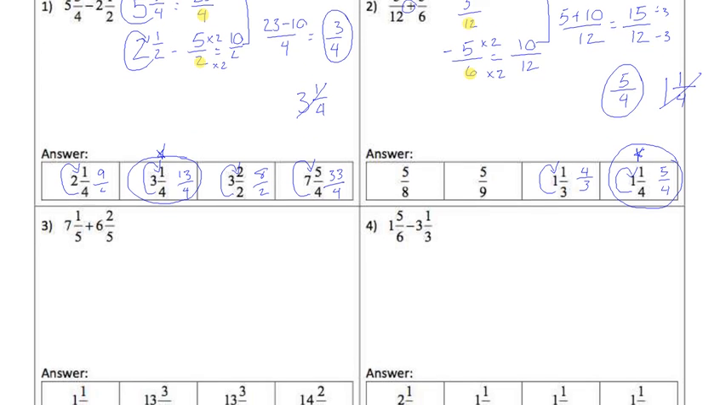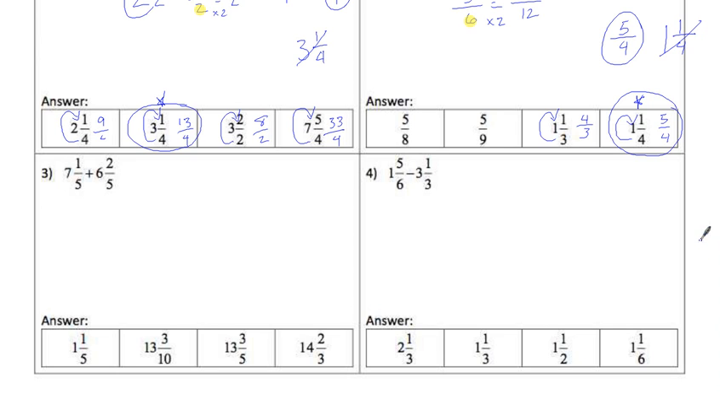Okay, I want you to try number 3 and number 4 on your own, but before you do number 4, we need to fix it. It should be 3 1/3 minus 1 5/6. So go ahead, solve number 3 and number 4.